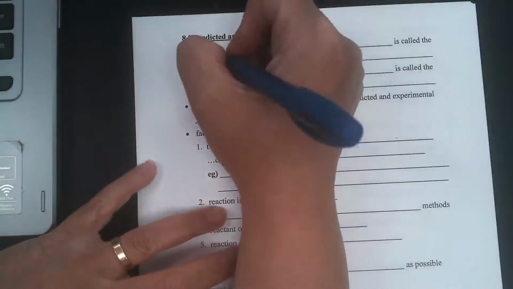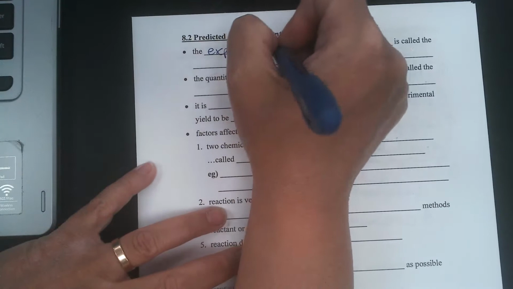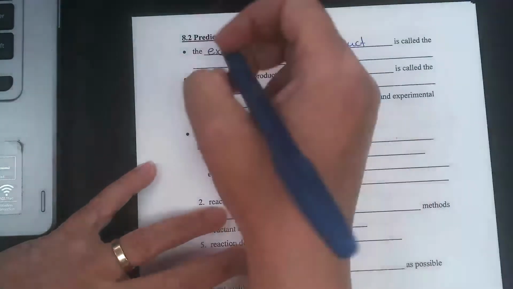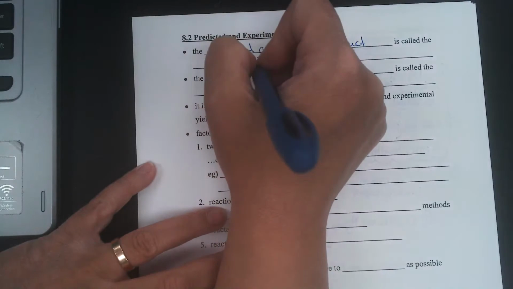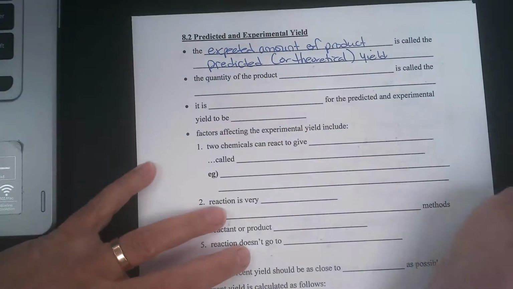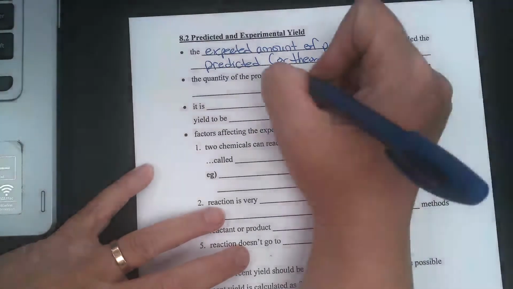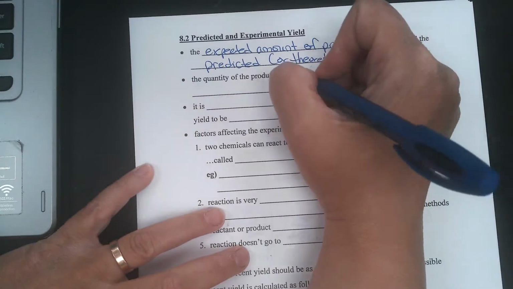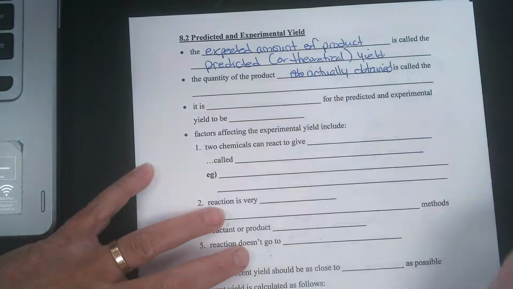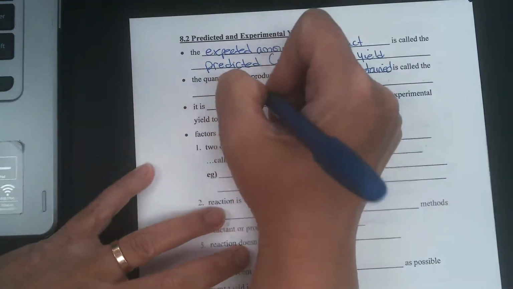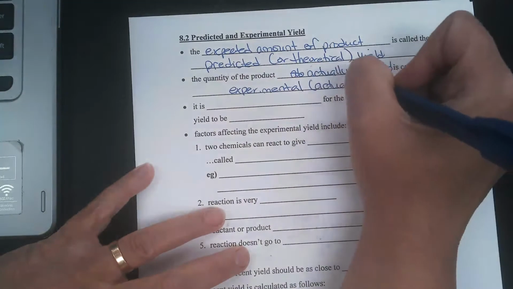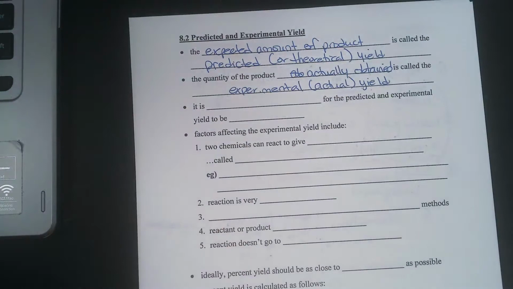And we can look at the expected amount of product, and we're going to call that our predicted yield. Once we do the measurement and we actually obtain a value, we call that our experimental yield. So we did the reaction, and this is what we actually got.